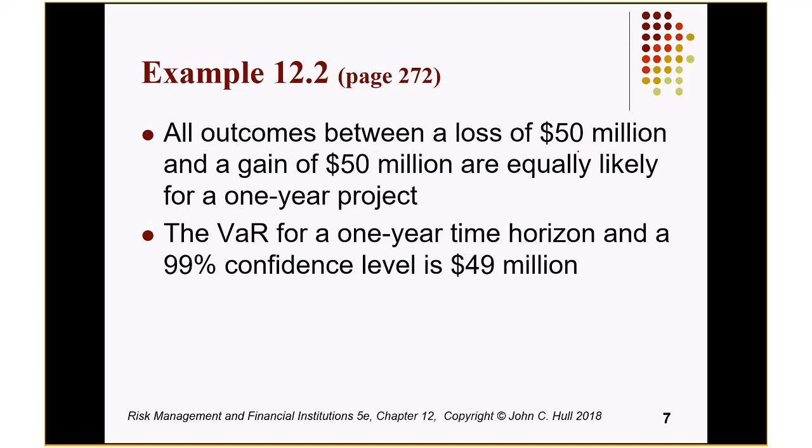All outcomes between a loss of 50 million and a gain of 50 million are equally likely for a 1-year project. What is the VaR for 1 year at 99%? This is another example from the book. What it says is that outcomes between a loss of negative 50 and a gain of 50 are equally likely. Equally likely means uniformly distributed. So this is negative 50 and this is 50. Let me draw that again. Negative 50, and then this is 50.